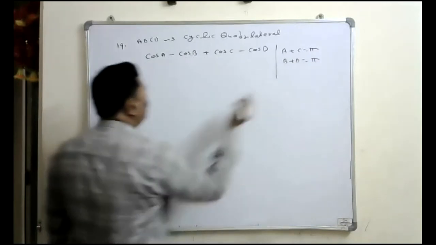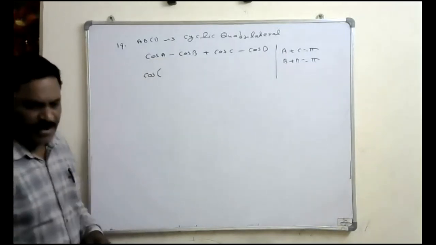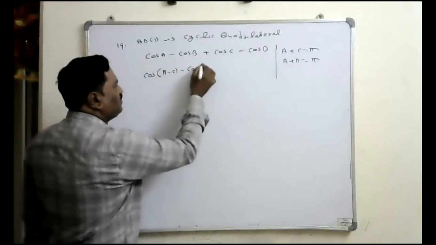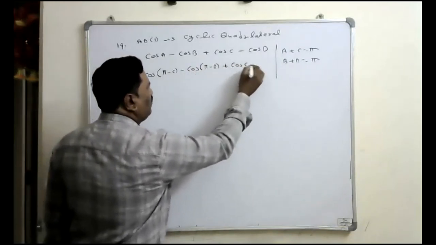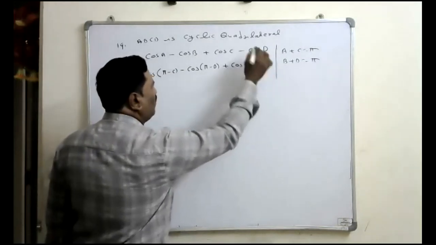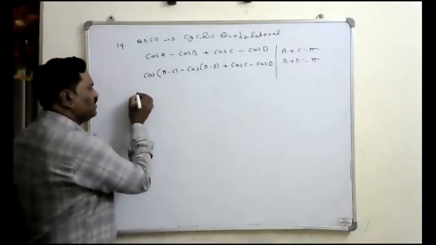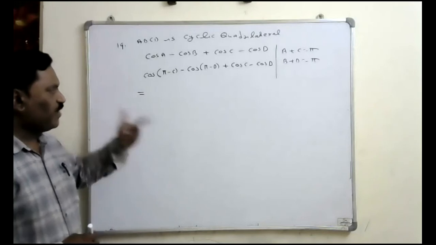From this, in cos A, replace A. A means you can write pi minus C. Minus cos B, where B you can write as pi minus D. And don't disturb these two: cos C minus cos D, write that as it is. Now, how do you write cos of pi minus C?